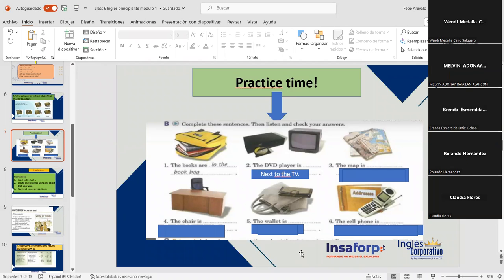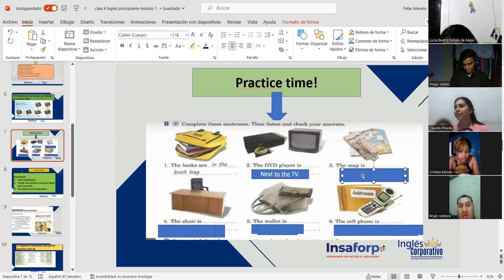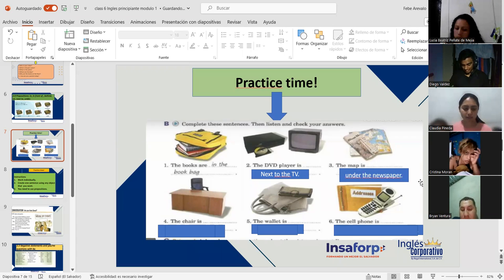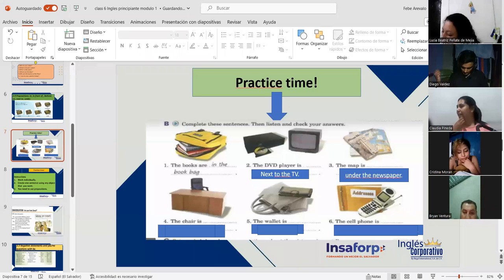Okay, number three, the map is under. Under what? The paper. The map is under the newspaper. The newspaper, sorry, the newspaper. Excellent, don't worry, it's okay. Okay, thank you. Claudia Pineda, number four.